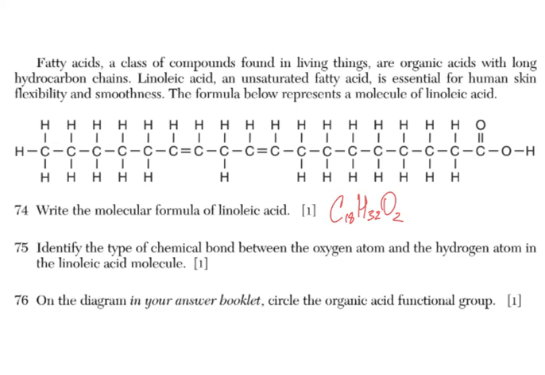Identify the type of chemical bond between the oxygen atom and the hydrogen atom in the molecule. So we're talking about this bond. Well, one thing that I know is that oxygen and hydrogen are both nonmetals, so it's a covalent bond, and also oxygen is very electronegative compared to hydrogen, so I can call this bond polar covalent. And the last question: circle the organic acid functional group. If in doubt, check Table R to see what the organic acid functional group looks like, but here it is.